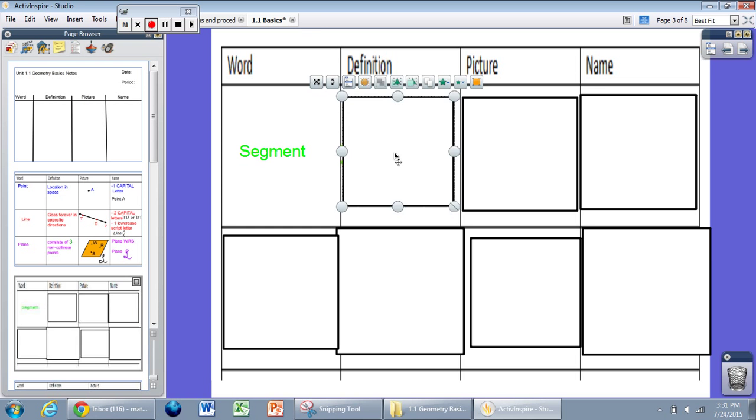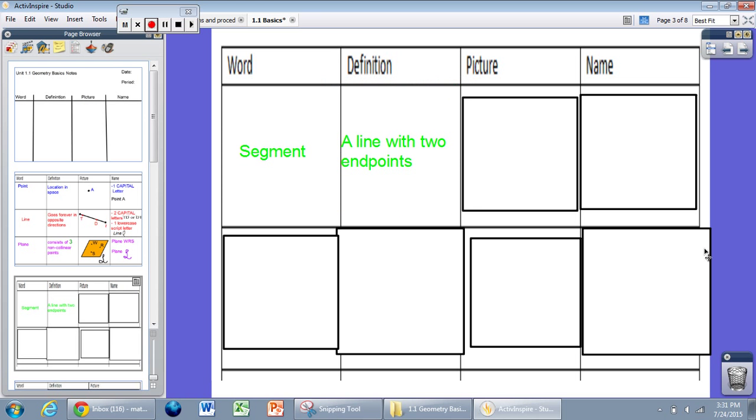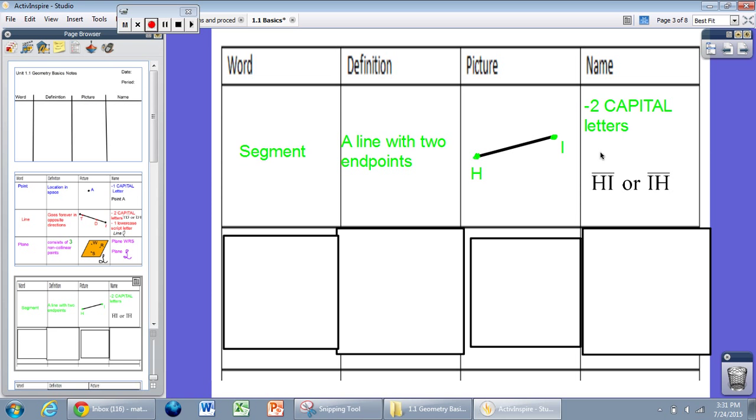A segment is a line with 2 endpoints. So you'll see here I've got H and I, and there's no more arrows. So naming this looks a lot like a line. You still are going to use 2 capital letters, except instead of putting a line above it, you just put a segment symbol.